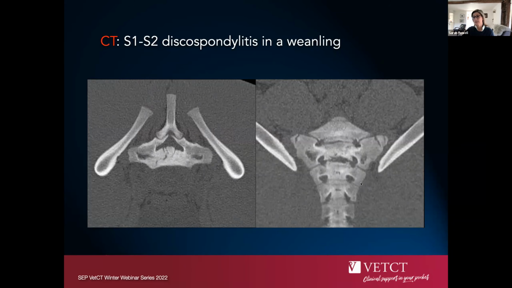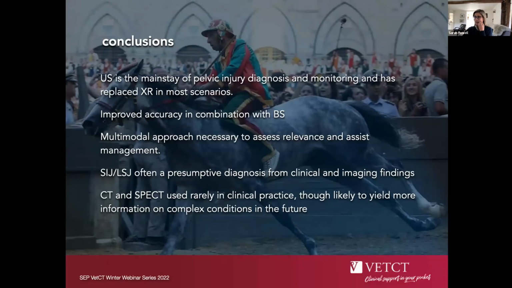Not impossible to detect radiographically, but obviously it would need a GA or certainly a recumbent X-ray to do that. And the CT obviously gives you just such amazing detail. It's certainly rewarding when you do get the chance to do those in clinical cases.